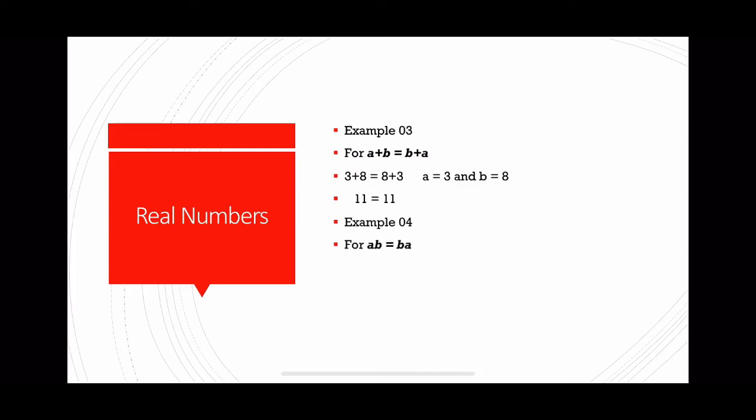For example number 4, for ab is equal to ba again, we have 12 multiplied by negative 6 is equal to negative 6 multiplied by 12, where a is equal to 12 and b is equal to negative 6. The answers: 12 multiplied by negative 6 is equal to negative 72, and negative 6 multiplied by 12 is equal to negative 72. So that's it for the commutative property.